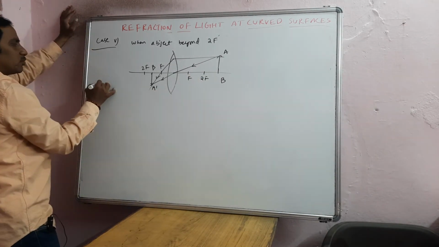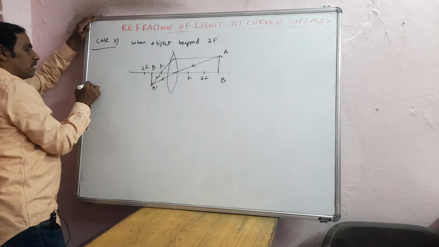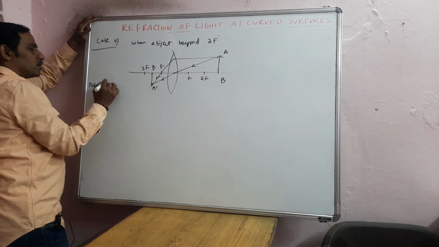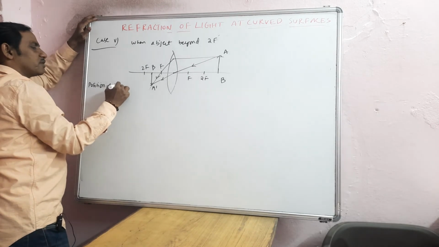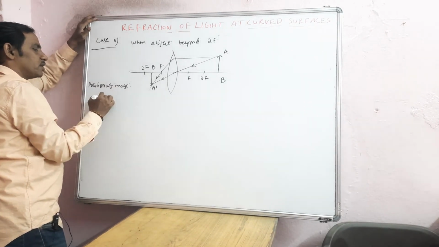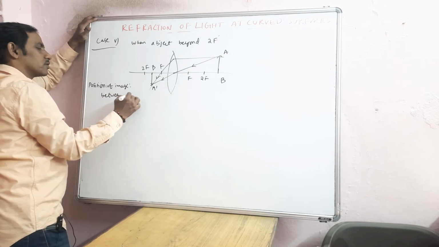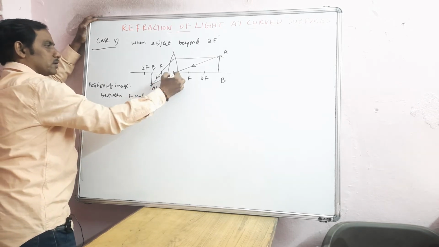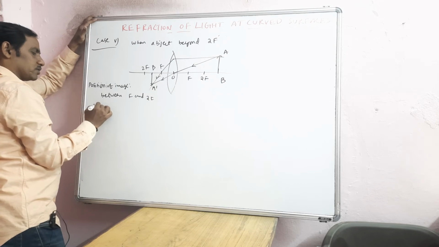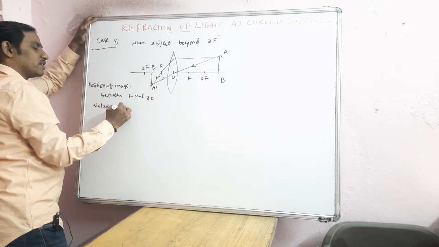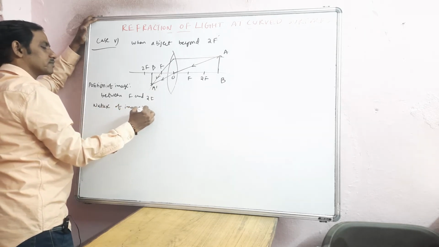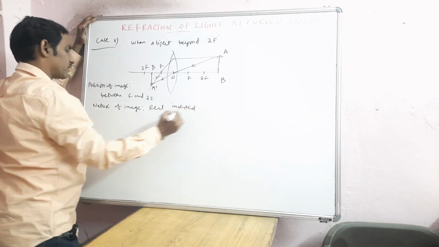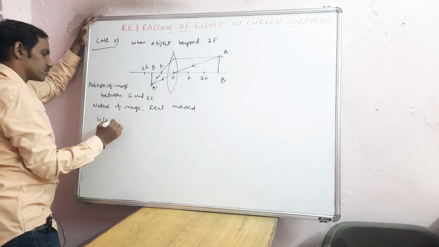And what about the position of the image? This is all you would write. The position of image is that the image is formed between F and 2F. The nature of the image is real, inverted, and the size of the image is diminished.